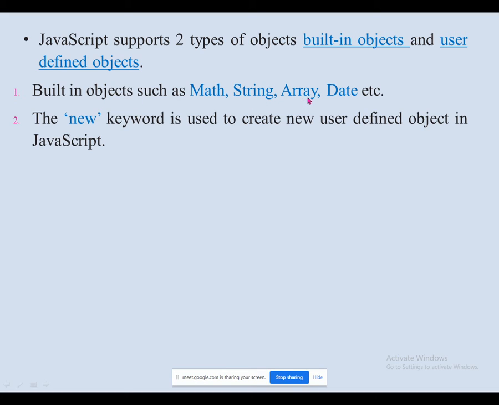Array object is something very new for you, and this year because of the 20% they have reduced your syllabus, this array they have removed. Okay, but we'll see what is array. So Math object is there, string, array, date. Suppose you want to work with date, so many date functions are there. So these are all some examples they have given as built-in objects.